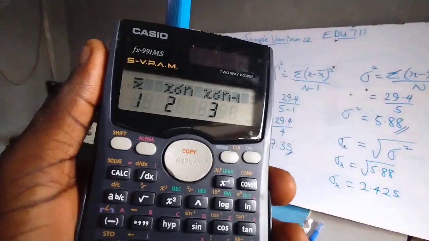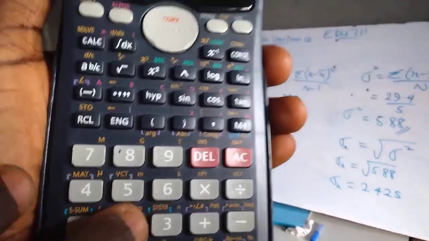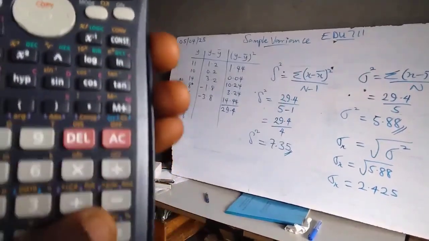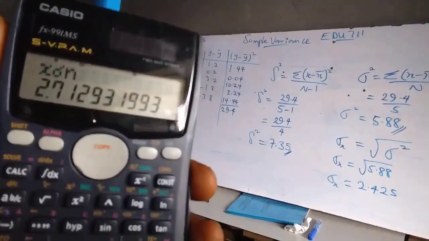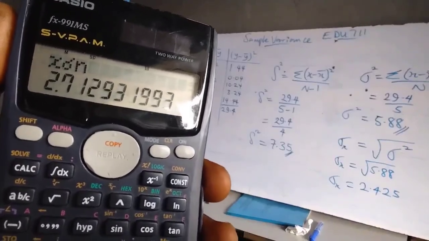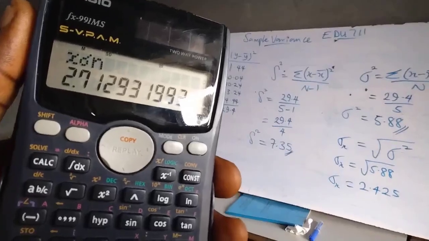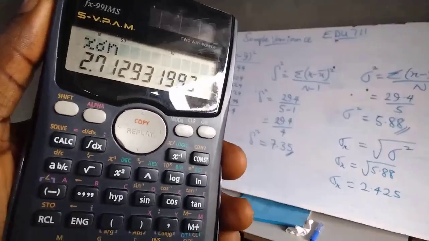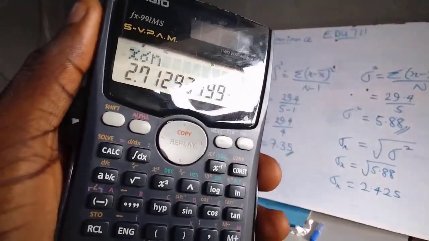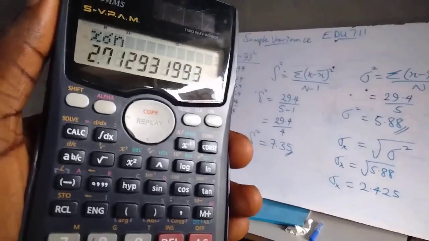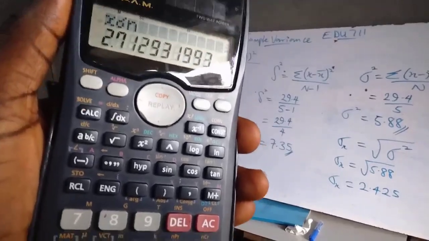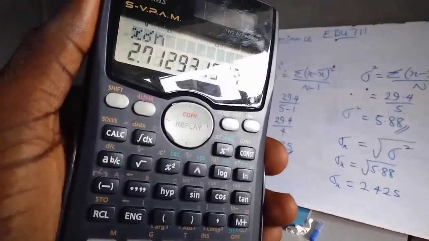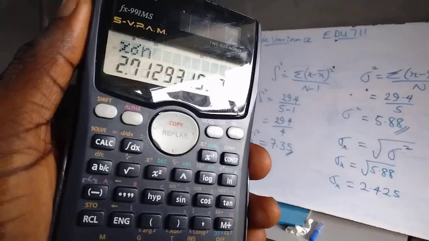So let's see if by pressing 2, we are going to get the same population standard deviation. So we press 2 here, and we press the equal sign. So you can see that is 2.71. So there's some level of deviation from the value. This is 2.71, our population standard deviation.